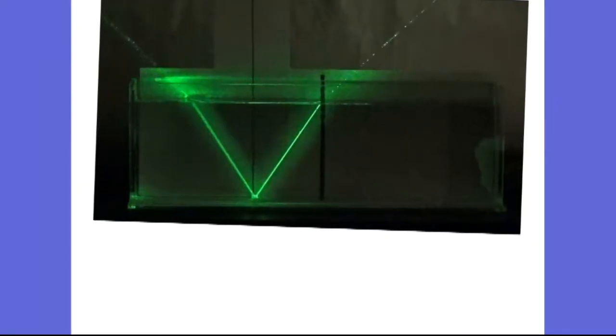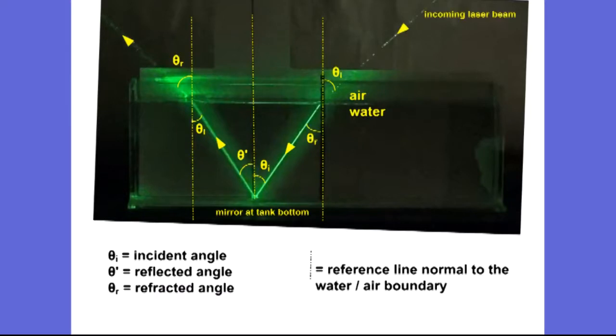So I'm going to add to this picture a bunch of notations. Here is my air-water boundary, or air-water interface. Here's my incoming laser beam coming in this direction. It enters the water at the incident angle. Theta I is my incident angle, the angle that the light is incident upon the water at. And we measure the angle with respect to the normal. These dotted lines are the reference lines normal to the water-air boundary.